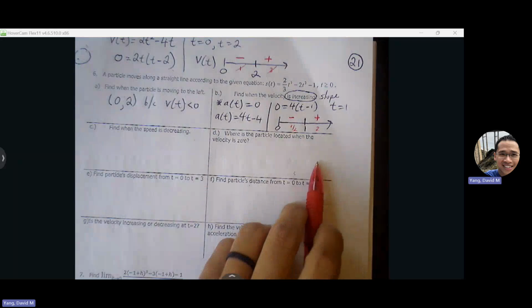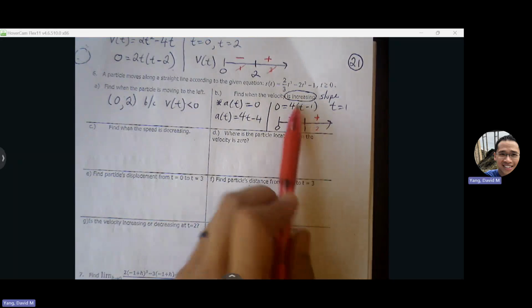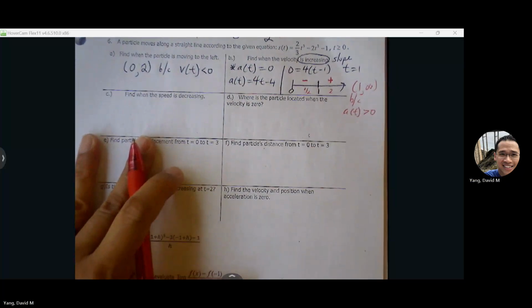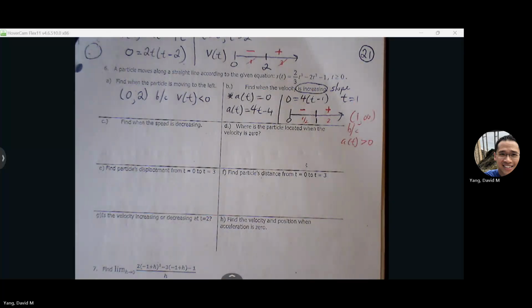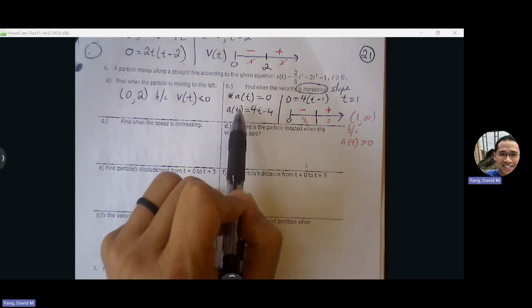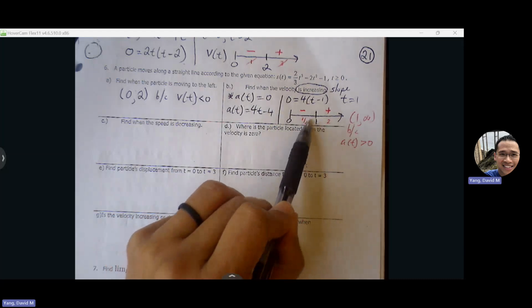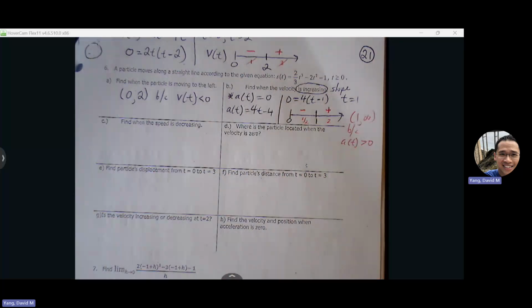So when is acceleration going to be positive? 1 to infinity, yeah. So acceleration is the slope of velocity. So from 1 to infinity, because acceleration is greater than 0. A of t equals 0? Oh, it's just set equal. Right, we just set it equal to 0. It's when the acceleration is changing from sign to sign, but it's different than velocity changing signs.